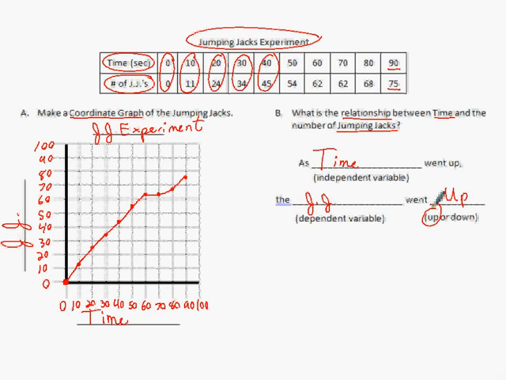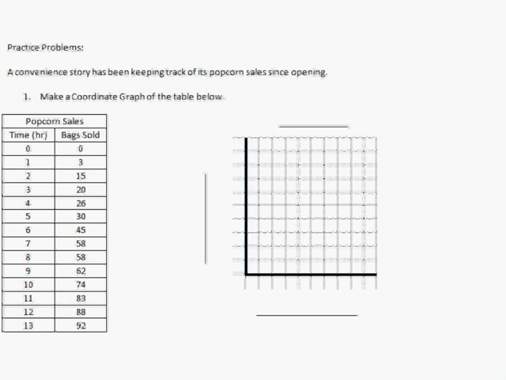Alright, let's move on to our practice problems. We are basically going to do the same kind of thing again, make a coordinate graph, answer some questions. So, practice problems. A convenience store has been keeping track of its popcorn sales since opening. We are going to make a coordinate graph of the table below.